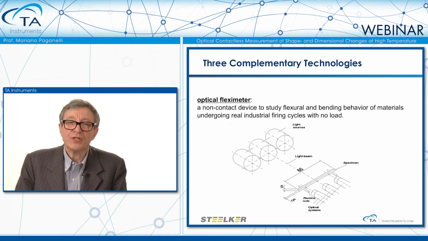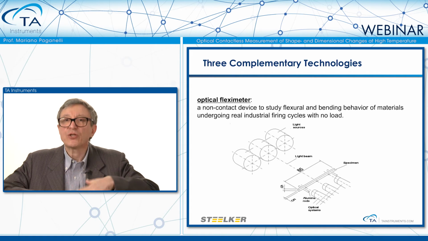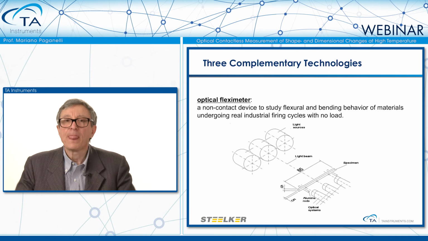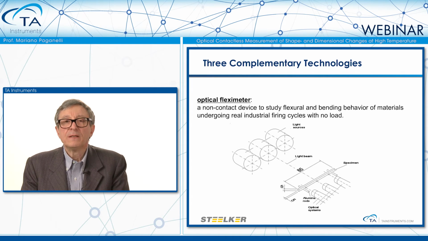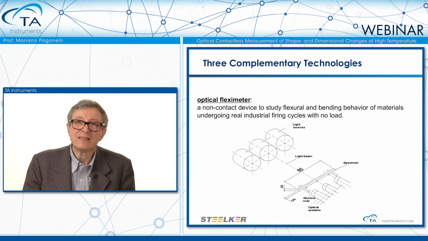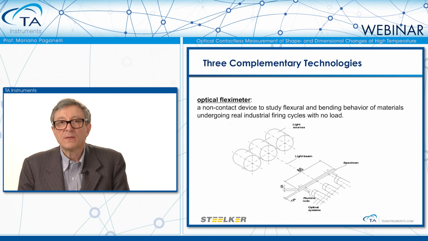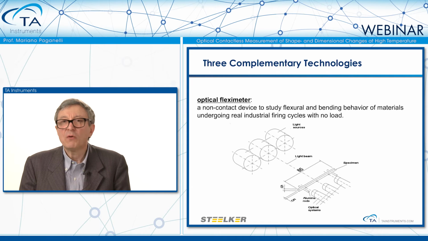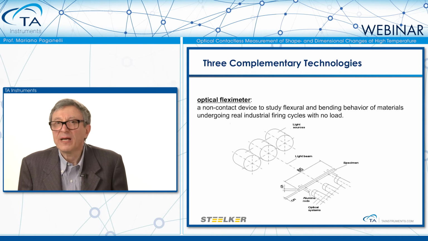The last technology is the optical fleximeter, which is used to measure the flexion, the deflection of a beam. The deflection of a beam may arise from elastic or plastic stresses. If the deflection is coming from elastic stresses, it can be very little in size. We are talking about less than 100 micron.